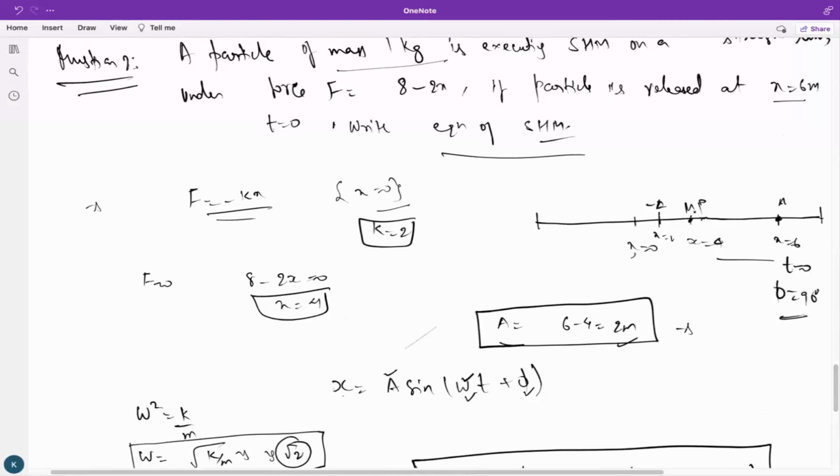Why? Because initially there is a phase phi, right? It is not for the whole system, it is not considered for the whole motion. We are just considering that initially our phase, if I talk in terms of angle, will be 90 degrees, and it will remain so for the whole motion, right? It will never change. If our initial phase is phi, it will remain the same for the whole motion.